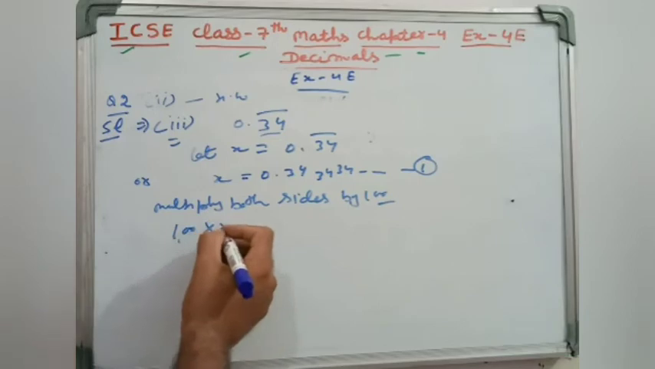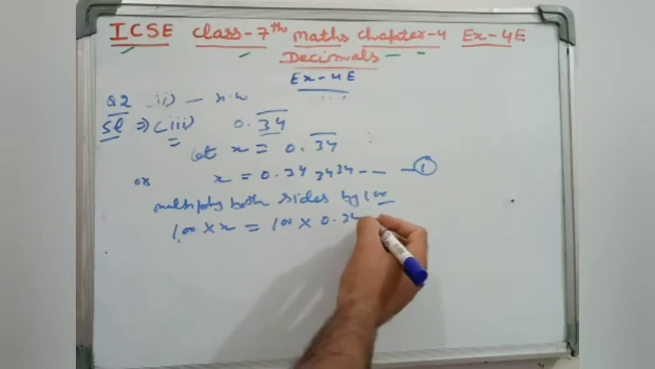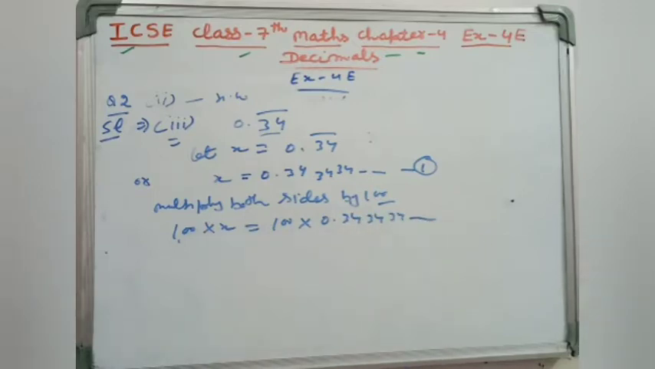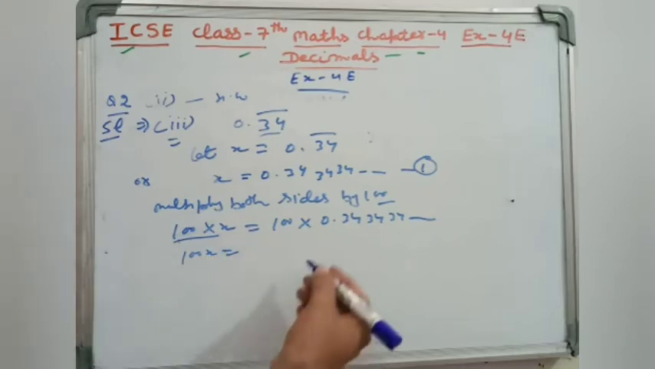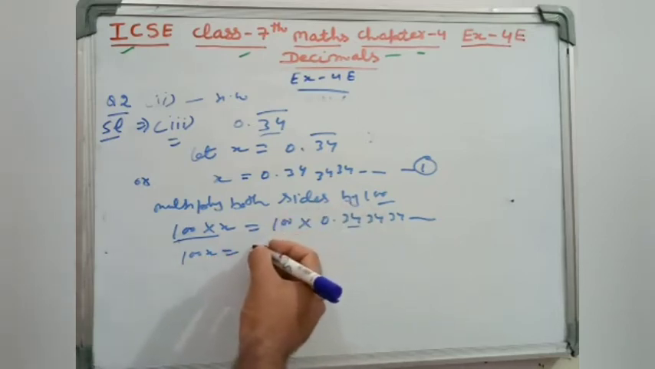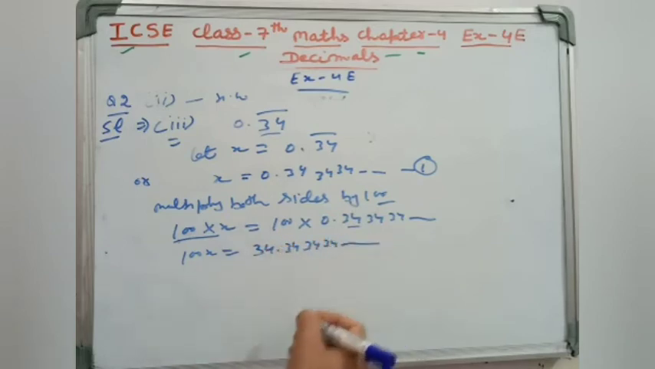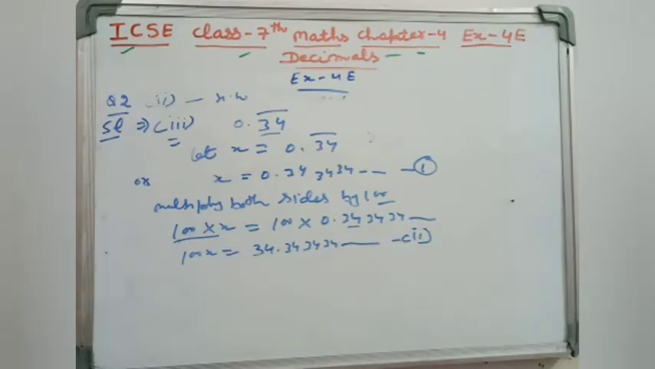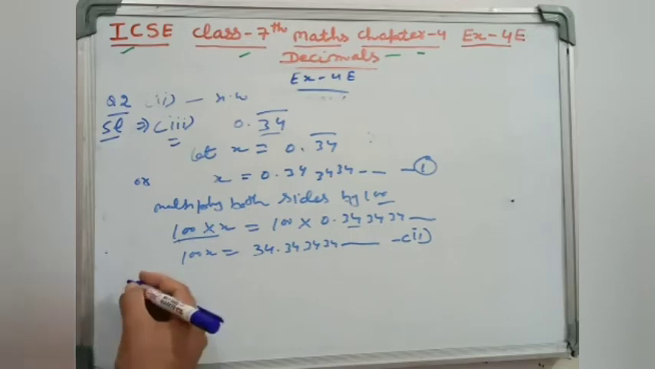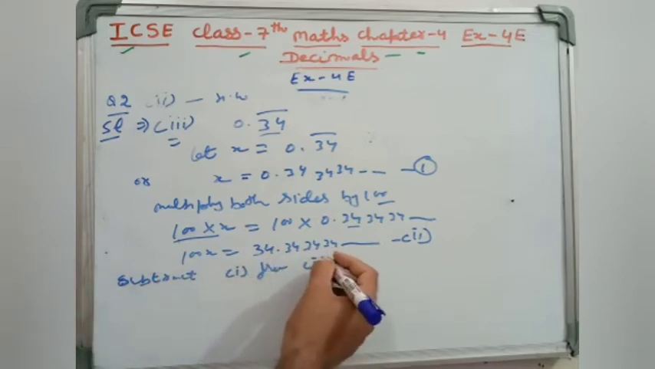This will become 100 multiplied by x equal to 100 multiplied by 0.343434, so this will become 100x. The 2 digits will move ahead, so we get 34.343434. Right? This is our second part. Now we will subtract the first from the second in the same way.